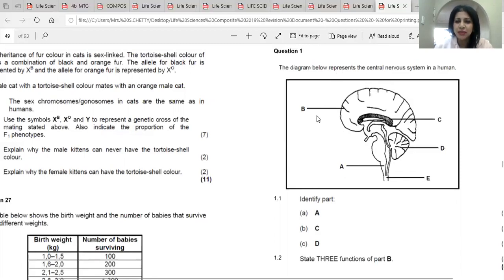Let's start off with label B, which is the biggest part of the brain. Remember the brain, you've got the right-hand side of the brain and the left-hand side of the brain. Now this is showing you a longitudinal section right down the center of the brain. What would it look like if I cut it down the center? So B shows you the biggest part of the brain, the cerebrum.